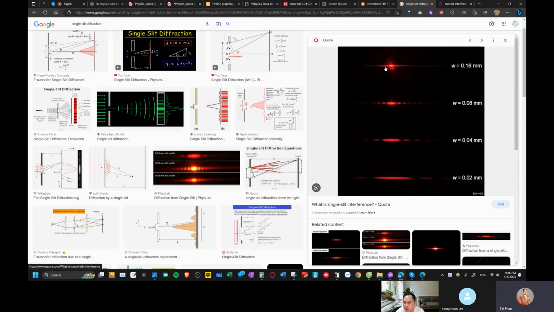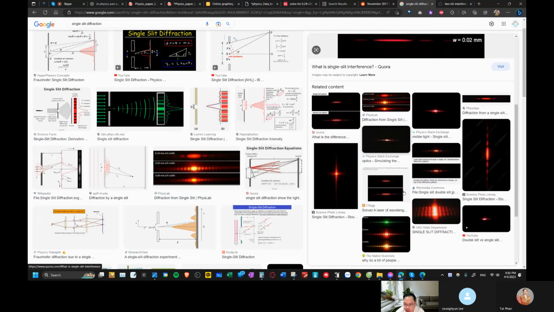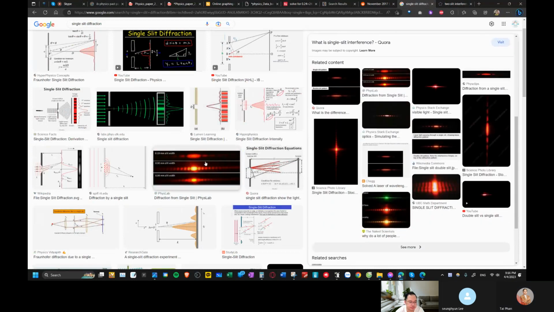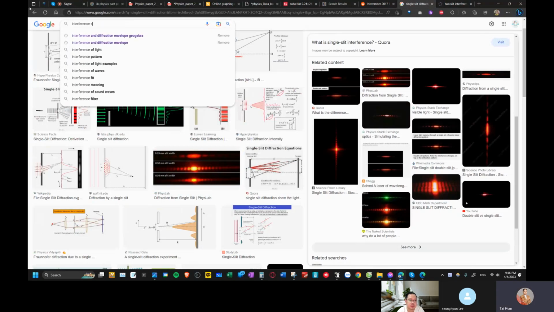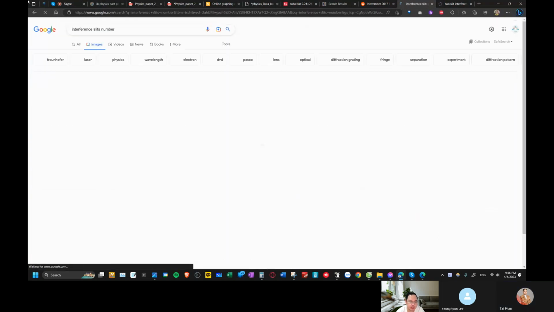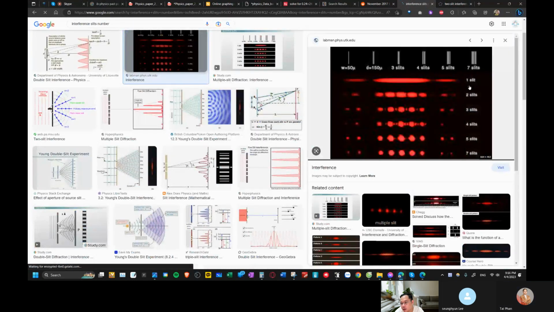Very narrow, you have more secondary maxima, and increasing the number of slits, the interference slit number increases here. For single slit, we have this pattern: 2 slits, 3 slits, and so on. Meaning increasing the slits will make more maxima. They are more distinct from each other, more separated from each other, easier to observe their separation. And also they will be brighter.